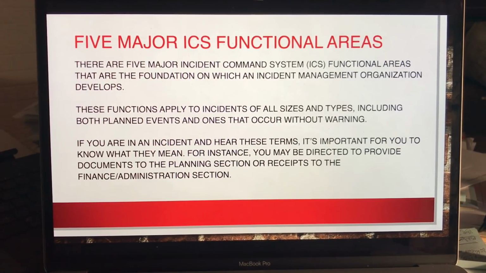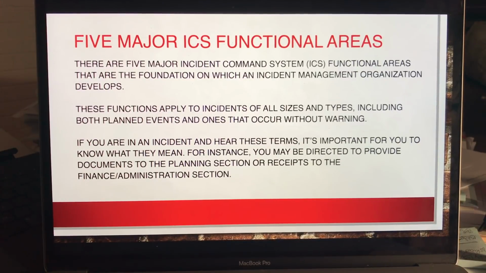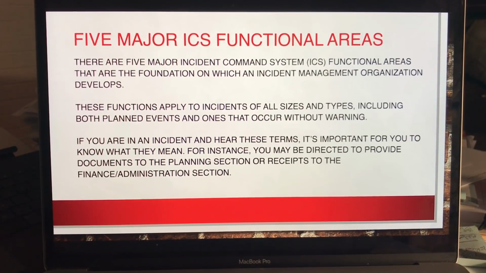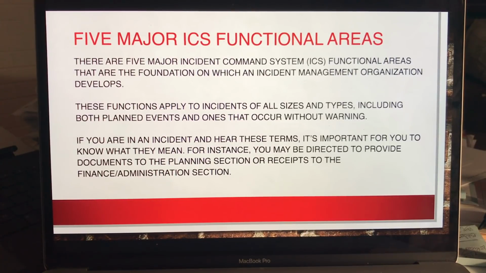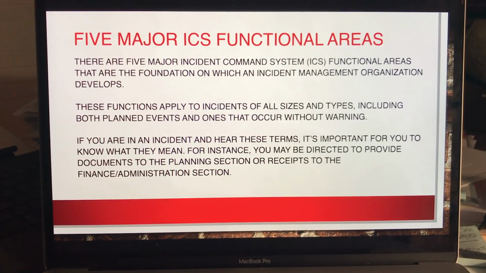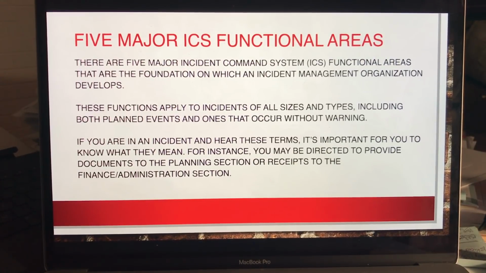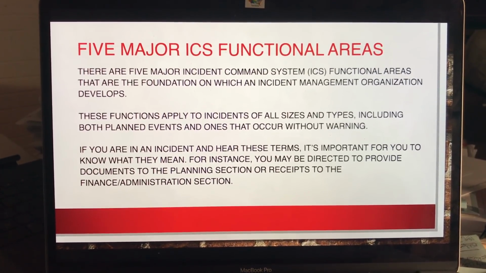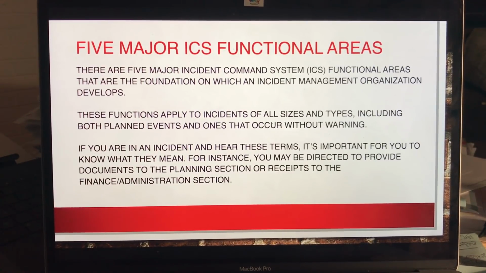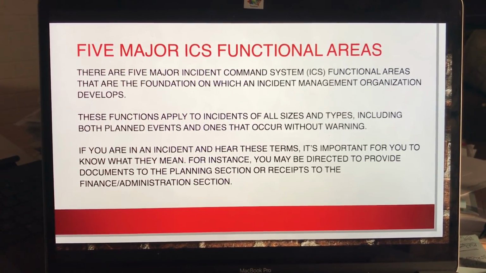5 major ICS functional areas. There are 5 major incident command system functional areas. These functional areas apply to incidents of all sizes and types, including planned events and ones that occur without warning. If you are in an incident and hear these terms, it is important for you to know what they mean. For instance, you may be directed to provide documents to the planning section or receipts to the finance and administration section.